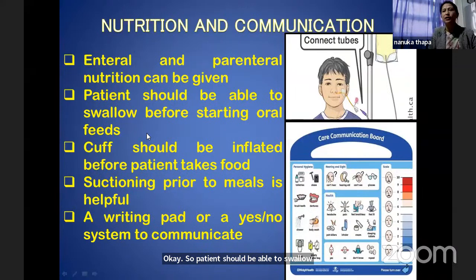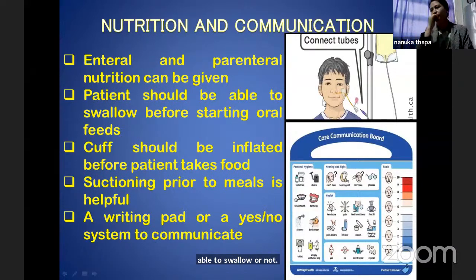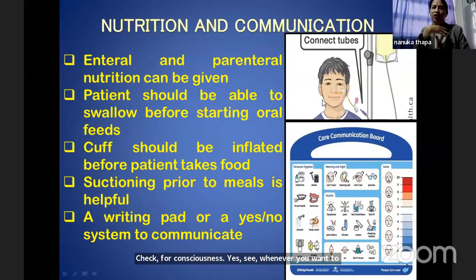So how do we check whether the patient is able to swallow or not? How do we know? Can you give the answer? Gag reflex. Okay. Check for consciousness, they have mentioned. Yes. Whenever you want to start the oral feed for a tracheostomy patient, obviously the patient has to be conscious. He has to be able to follow your directions.